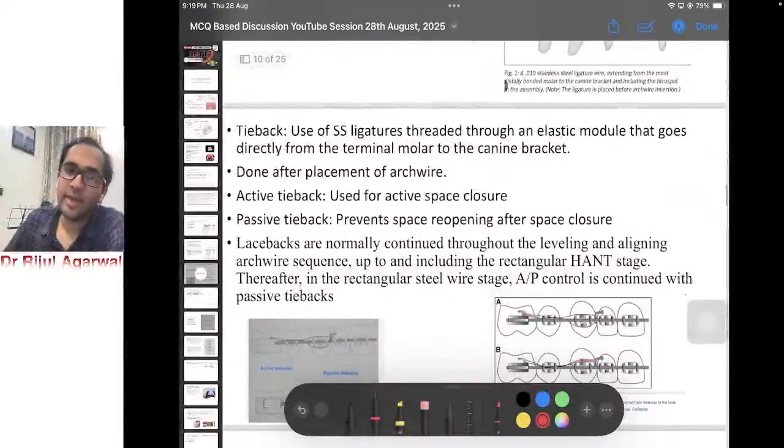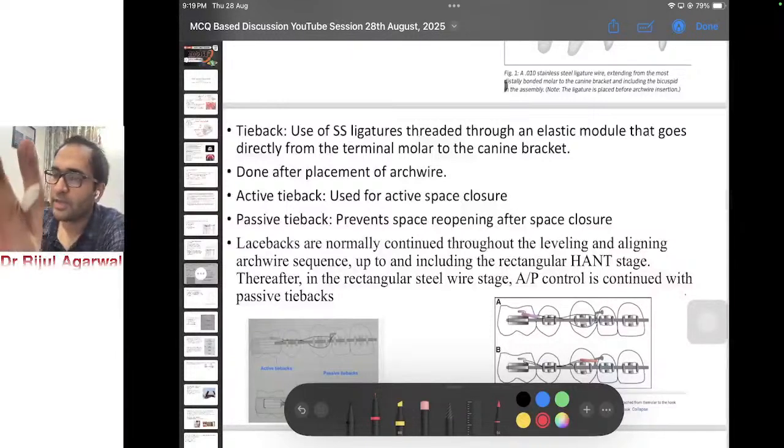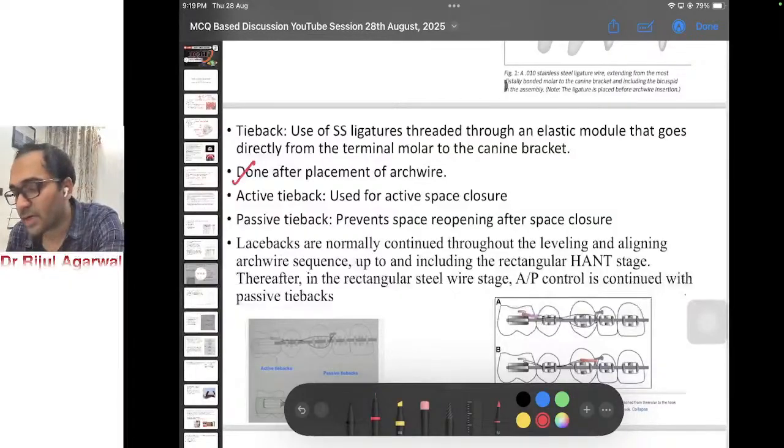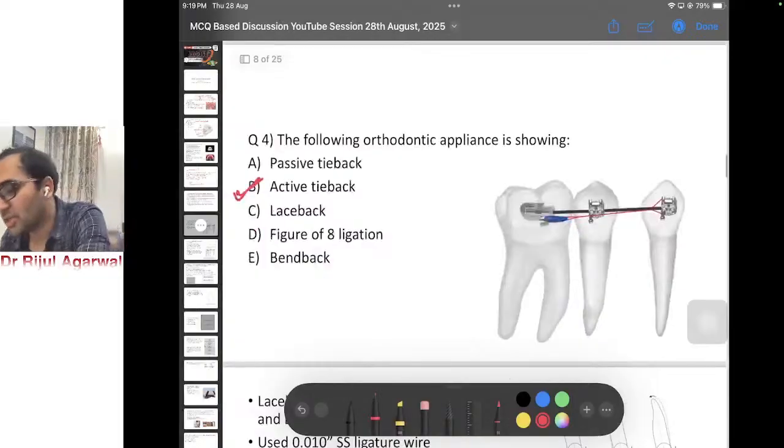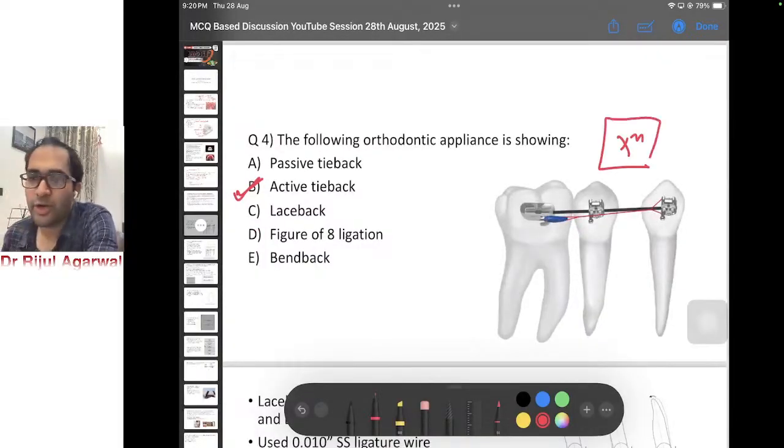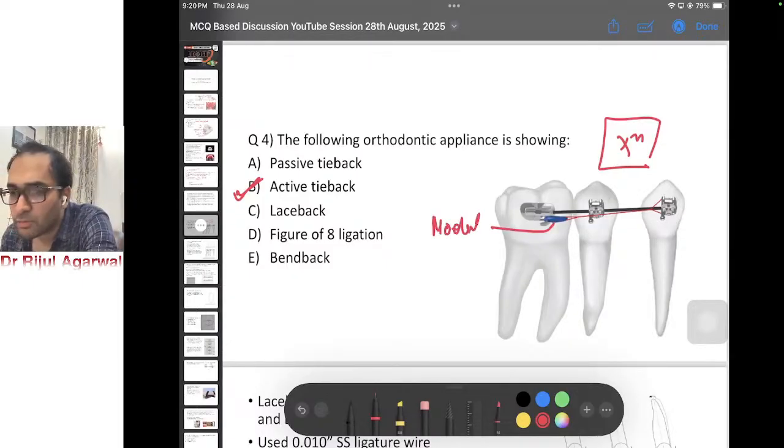Next is tie back. Tie back is of two types, active and passive. It is placed after the placement of the arch wire. Active tie back is used for active space closure, like in this case. In an extraction case, you want to retract the anterior teeth so as to close the space. So this will have a module.